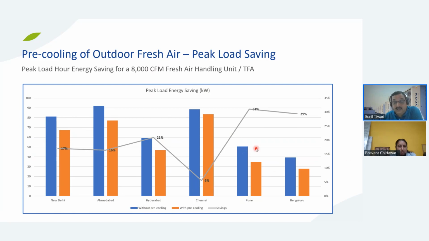Pune is huge, it's around 31%. And Bangalore again is good, around 29%. So this is the kind of savings in peak load that are possible. It's expressed in kilowatts, that's the energy, but you can always convert it into TR load and visualize that.